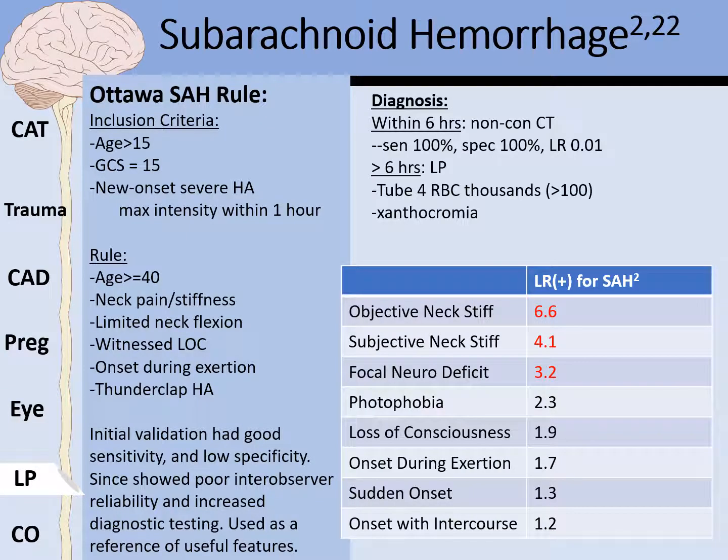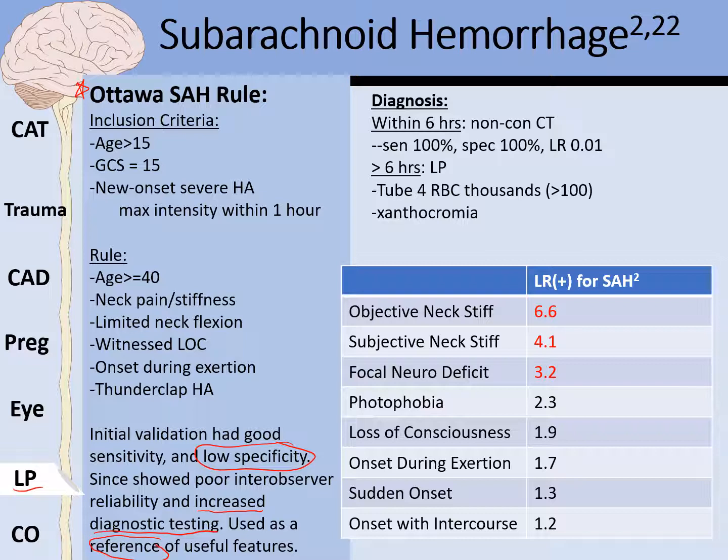Since we just talked about one indication for an LP, I am going to tangent for a few slides and talk about other indications for an LP, such as subarachnoid hemorrhage and meningitis. Ottawa has tried to make diagnostic criteria for subarachnoid hemorrhage, but has not been shown to be very useful. While the initial validation study showed good sensitivity, it had low specificity, and subsequent studies did not show good interobserver reliability, and it ended up increasing diagnostic testing. Therefore, I am showing it just to highlight some key points, but am not suggesting its use.